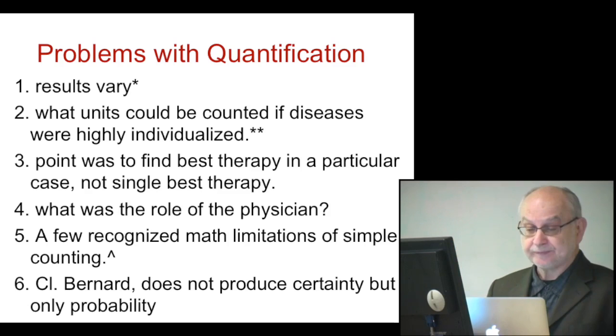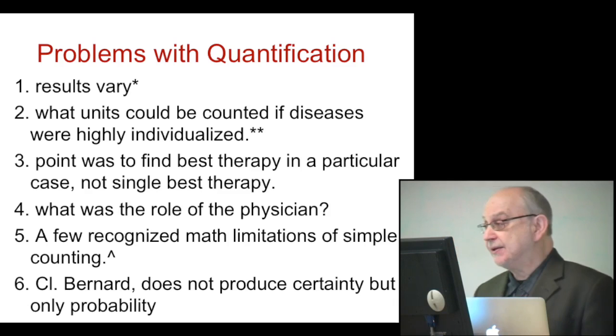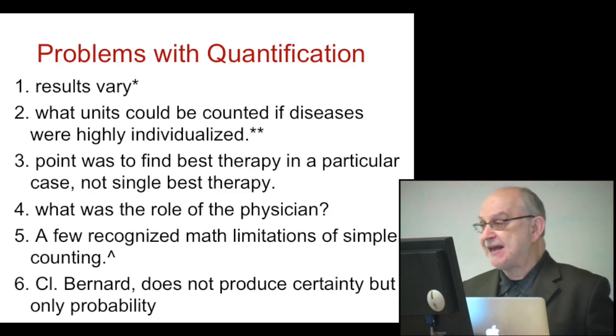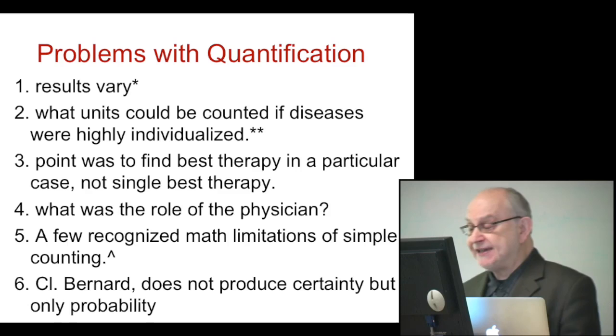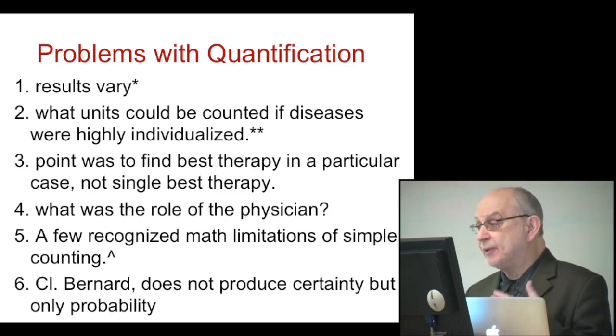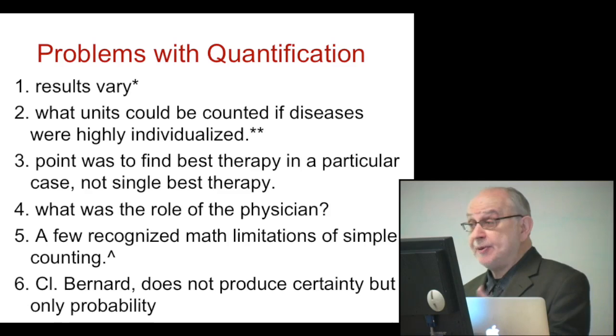A second problem is it was not clear what exactly the units were that were being counted, because even though the notion of disease as a generalized imbalance of the body was being overtaken by the notion of specific disease entities, 19th century physicians were extremely aware of the highly individual nature of diseases, that even the same disease in different individuals could present differently, could react very differently to therapies, and the therapies could actually be administered in very different ways.